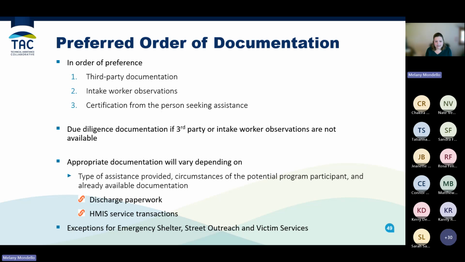So those HMIS service transactions and program enrollments are really important. The one caveat is that something in HMIS that was self-reported does not count as third party. If I'm giving you verbally my history and you just type that in, that's still self-report, self-certification. It would be your program enrollments, or contacts with your outreach workers, those types of things. There are some exceptions, of course, for shelter, street outreach, and victim service providers that I can go over as well. But basically, 90% of what you're going to do needs to follow this preferred order of documentation.